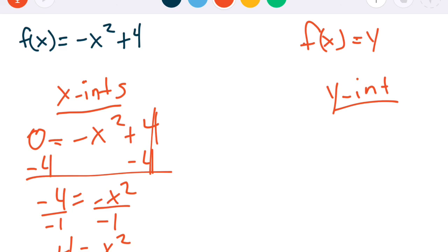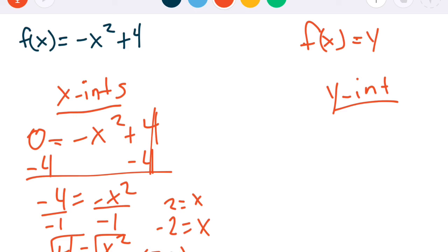Now to cancel out that x squared, I take the square root. So we get 2 equals x. Also, you have to remember, the square root of 4 is 2, but also negative 2. Negative 2 times negative 2 is also 4, just like 2 times 2 is 4. So my x-intercepts here would be 2, 0, and negative 2, 0.